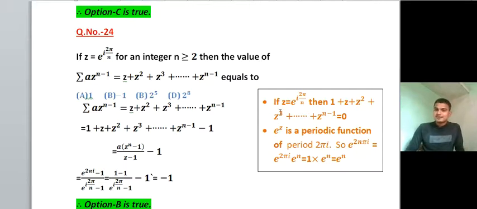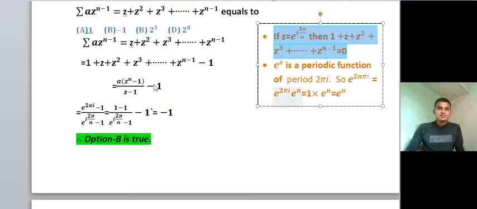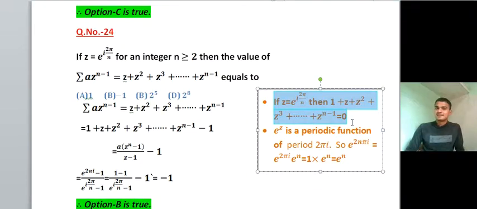Please observe these 2 points. You should remember it like a result. You can get the proof of this here. If z is equal to e to the power I 2 pi by n, then 1 plus z plus z square plus z cube up to z to the power n minus 1 is equal to 0. Please remember it.